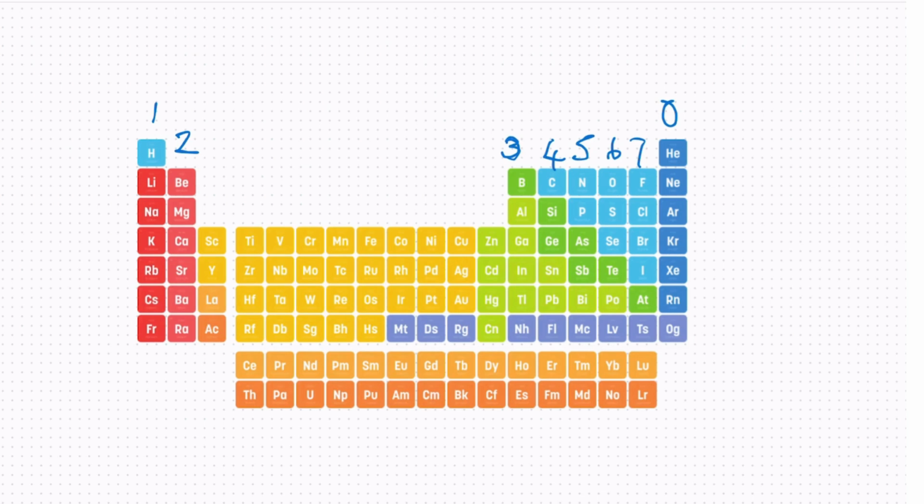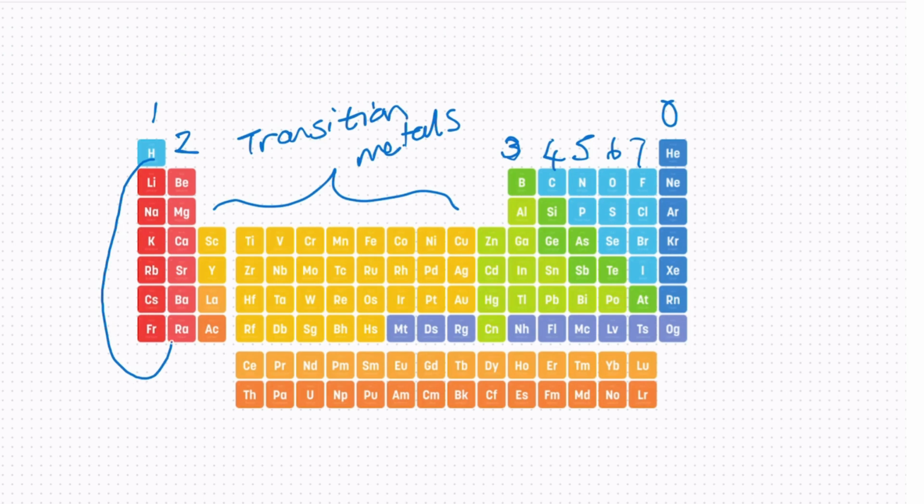That's number 3. And what we've also got is a block in the middle called the transition metals. Now, the element's position in the periodic table determines the properties and the type of element it is. So, in group 1, for example, what we have here are alkali metals, and they are very reactive with water.